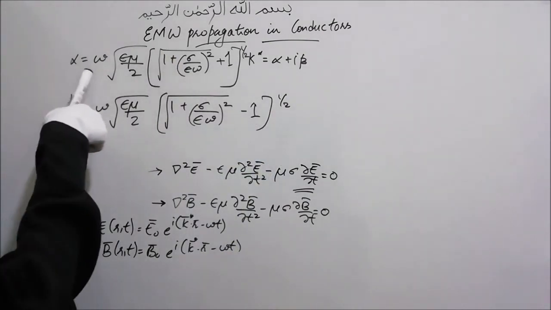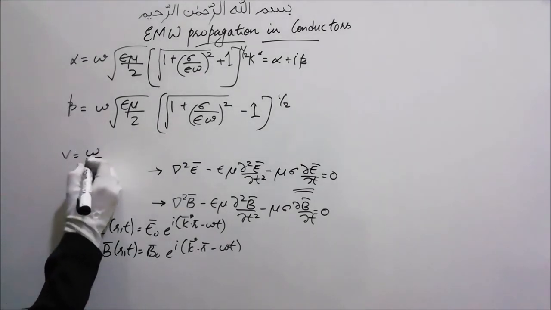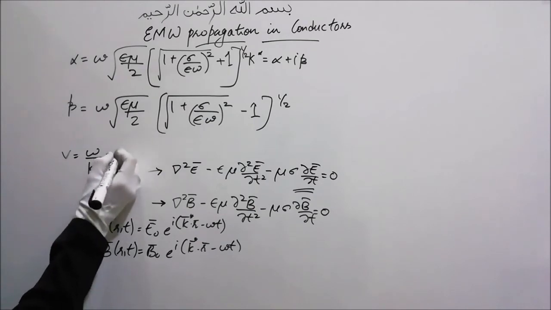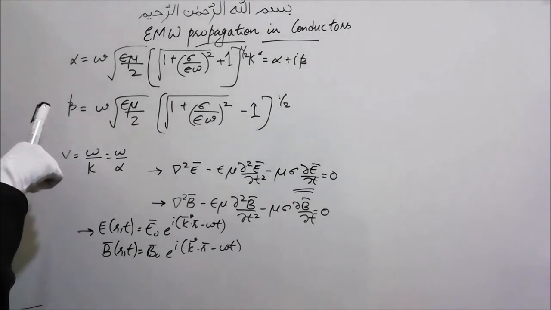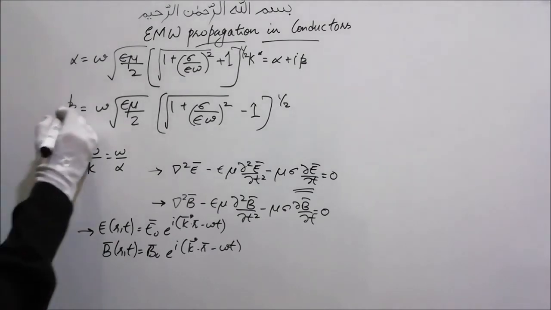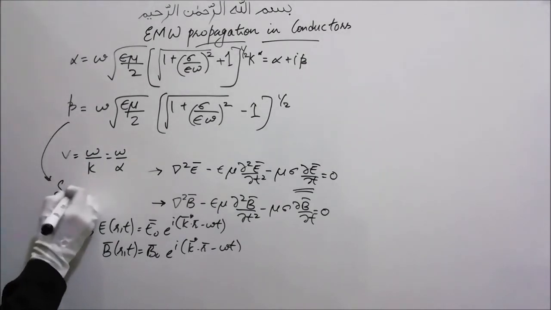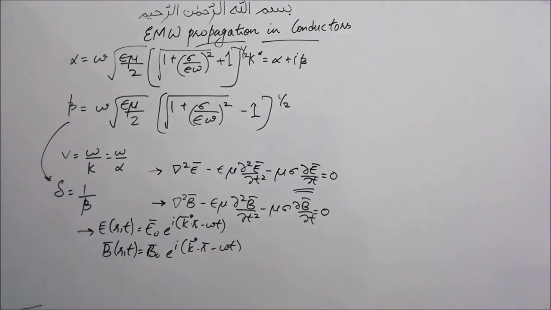So this alpha results in the propagation of the wave, therefore we can write the velocity of the wave, we know, is omega by k. In this k term here we can use only alpha, which will be omega upon alpha. Beta is the term which results in the attenuation of the wave, and this beta we are going to use to find the skin depth delta, which is equal to 1 by beta. We will also look into this.